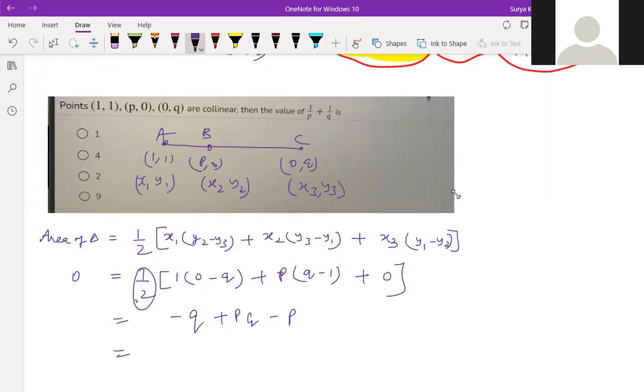So what will come here? PQ minus P minus Q. So what is coming? This is equal to 0. So P plus Q is equal to PQ. Then they're asking 1 by P plus 1 by Q here. Yes. So 1 by P plus 1 by Q.